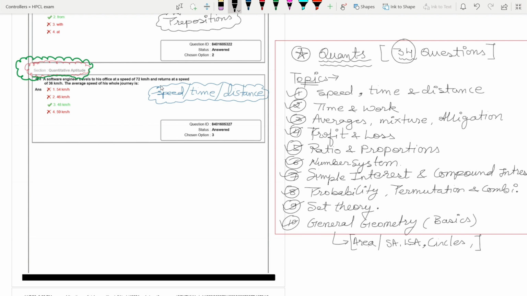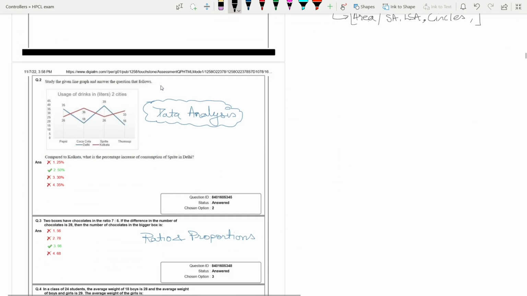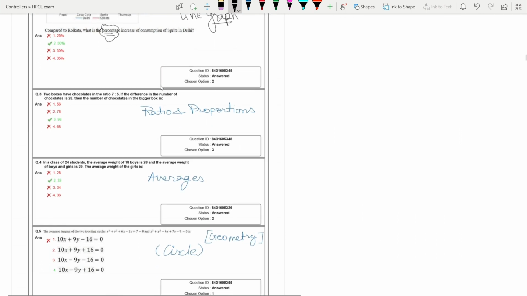The next question is from data analysis, where a line graph is given, and from here you have to find the percentages. So this is generally a percentage based question. The next question is ratio and proportion. The third question is from ratio and proportion. The fourth question is from averages, and here I said geometry.